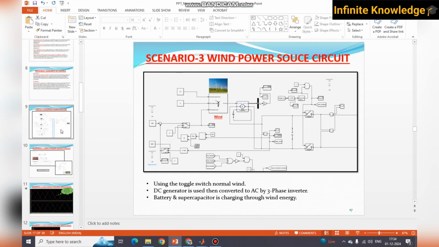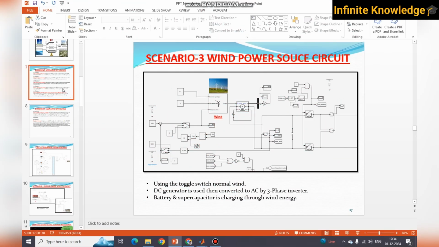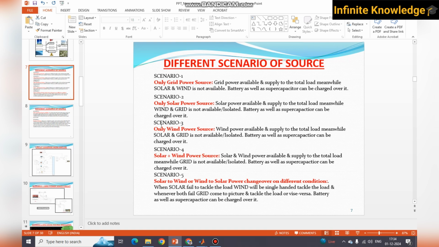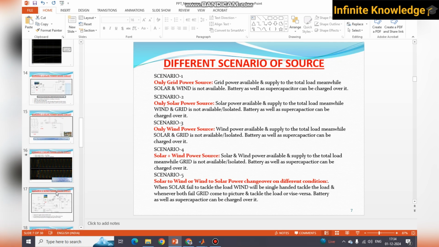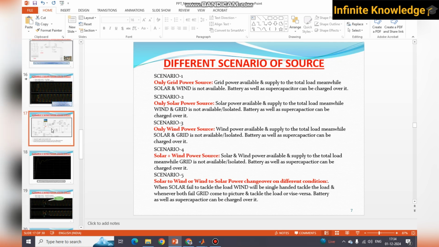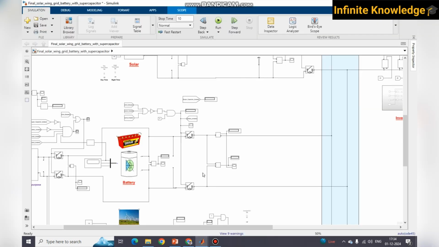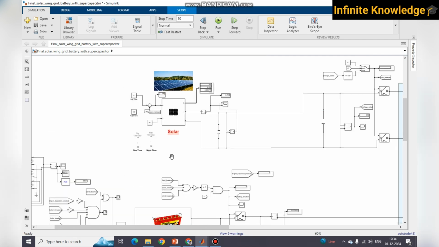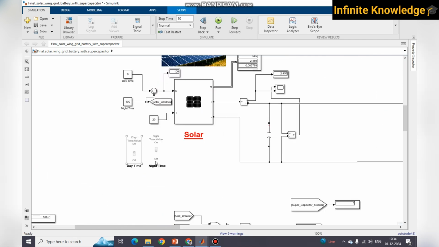So the third scenario is also similar to the solar, but here we have used the wind. So wind power is available and supplies the total load. Meanwhile, solar and grid are isolated or not available. Battery and supercapacitor will be charged over it. Okay. So battery and supercapacitor can charge on solar also, wind also, and grid also. Okay. So just go back to the simulation part and check how the simulation is working, or how you can run the scenario.